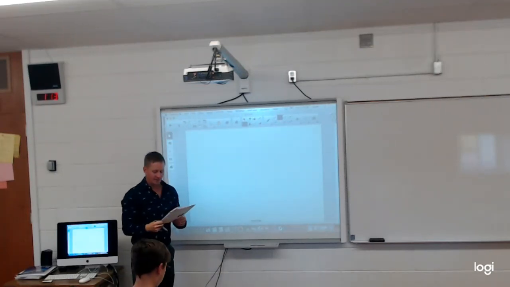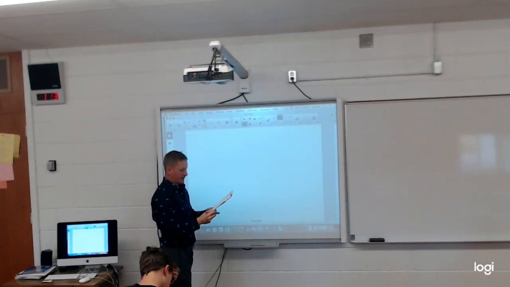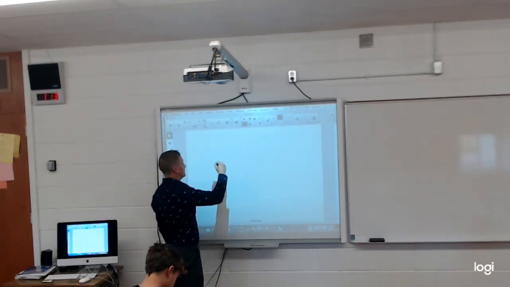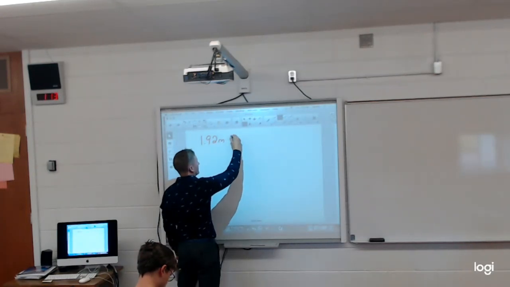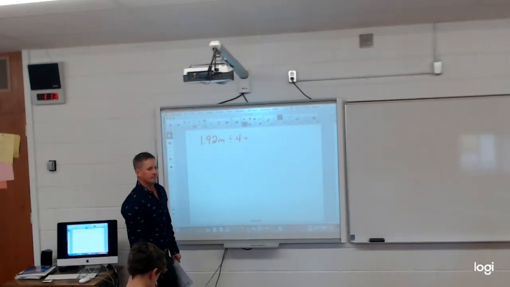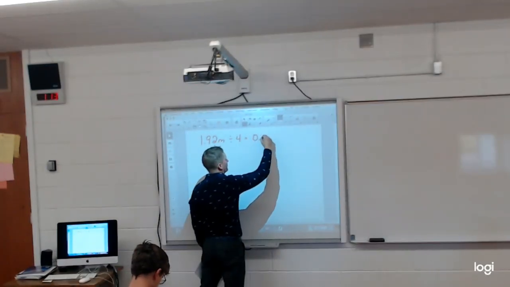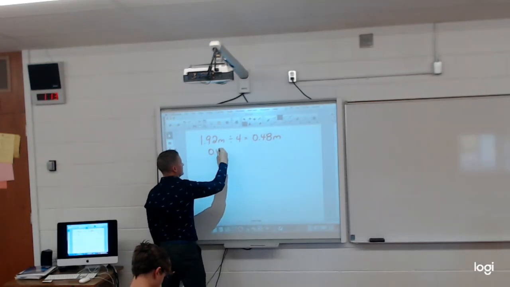A welder cuts a piece 1.92 meters long into 4 equal pieces. What is the length of each piece in inches? So 1.92 meters divided by 4 is equal to what? 0.48. 0.48 meters. Now I need to change meters into inches.